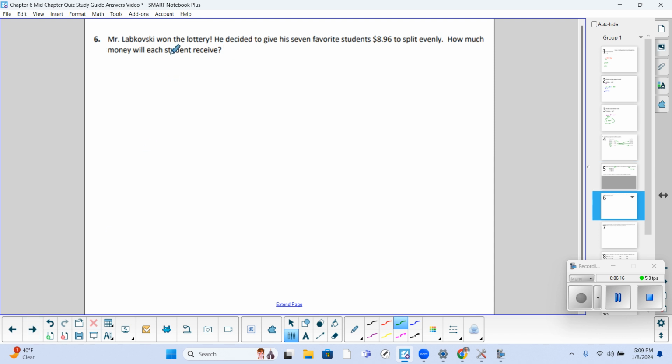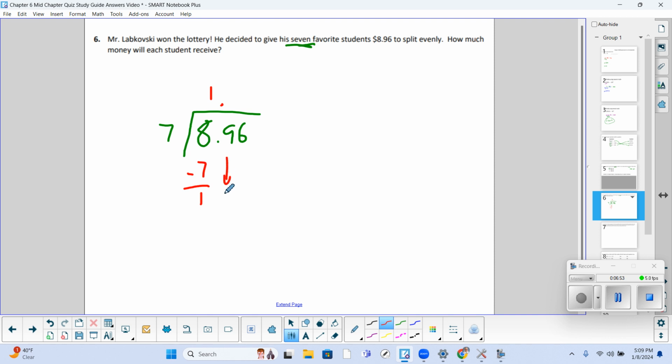All right. Mr. Lipkovsky won the lottery. He decided to give his seven favorite students $8.96 to split evenly. How much money will each student receive? Well, I'm basically dividing $8.96 into 7 equal groups. All right, let's change colors here just so that we can keep track of the original. 7 goes into 8 one time. 1 times 7 is 7. So my remainder is 1.